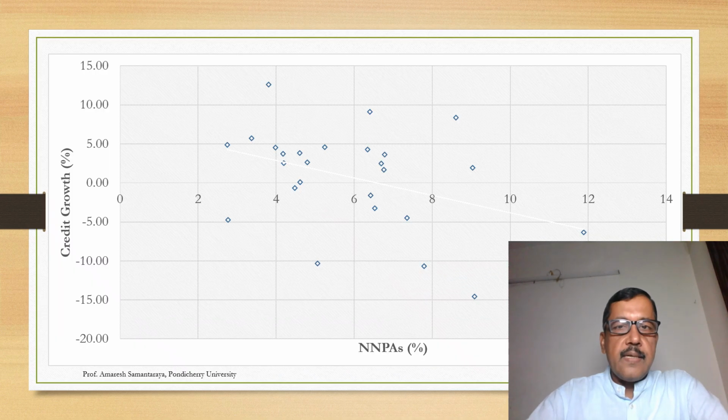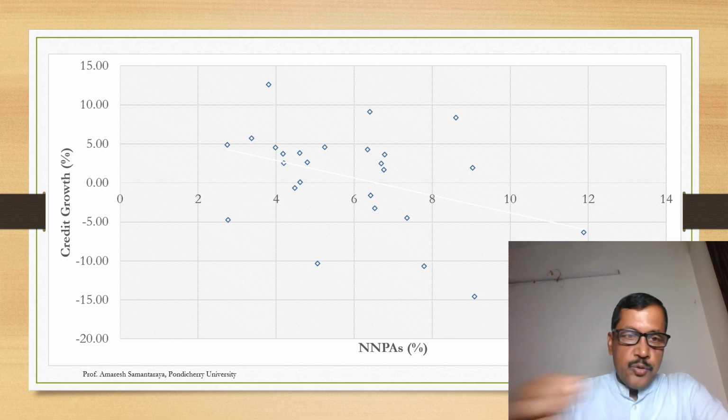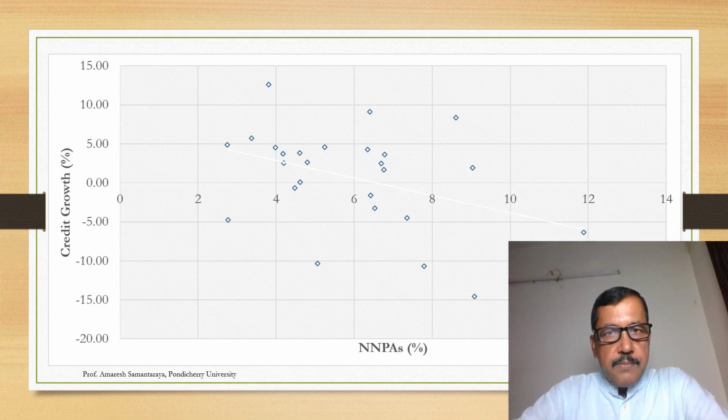Now, as I said, once we specify the model, the next thing is to collect data. So in this simple econometric model, a two variable model, I have two variables: credit growth, assume it is bank credit growth, which is given in percentage. That's my dependent variable y, and net NPA, net non-performing assets, again in percentage, is my right-hand side variable x1.